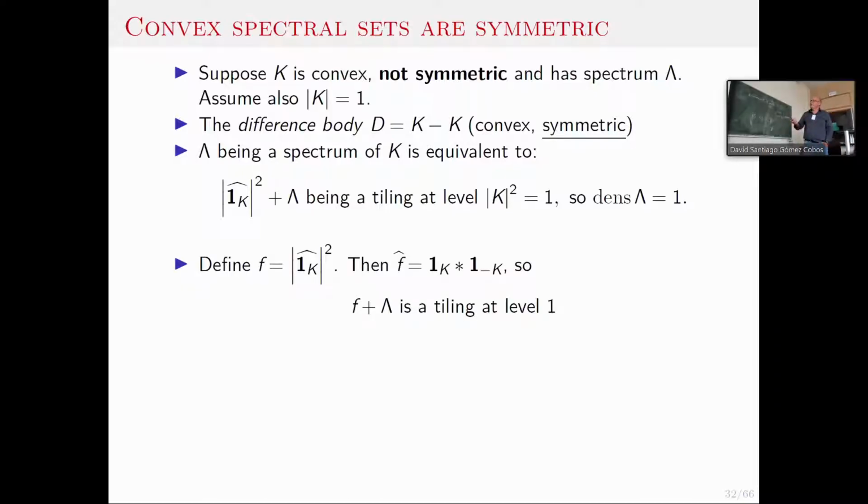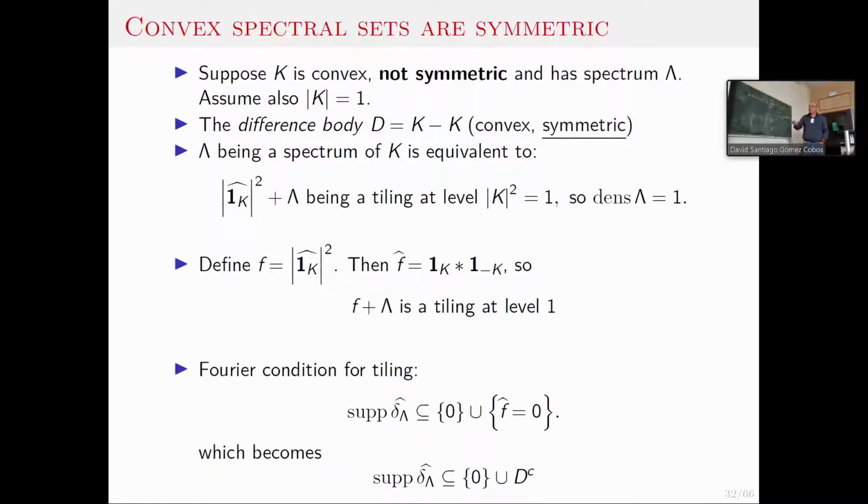Okay? Let me call the function that tiles f. And its Fourier transform, as we have seen, is the convolution of k and minus k. So what we have here is that f plus lambda is a tiling at level 1. If you take f and you move it at the locations of lambda and you add them up, you get 1. And by the Fourier condition for tiling that we saw last time, this means that the support of delta lambda hat must be contained in the zeros of f hat.